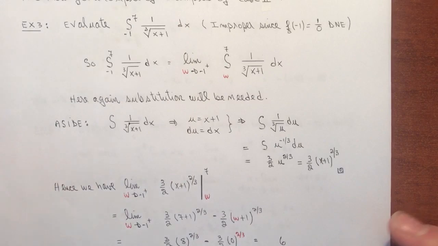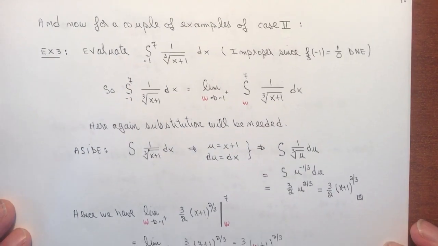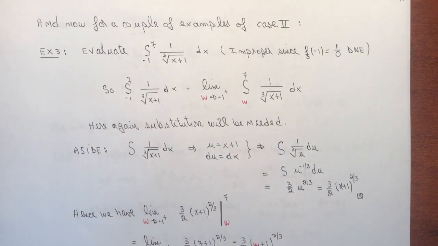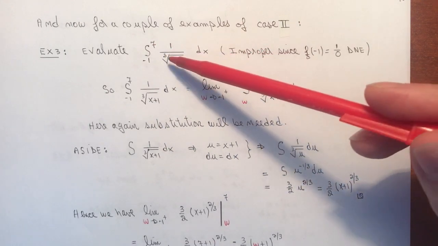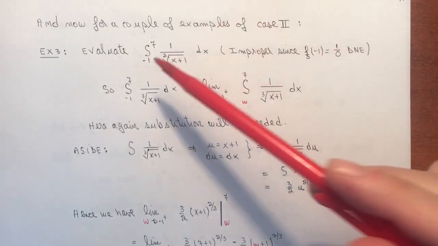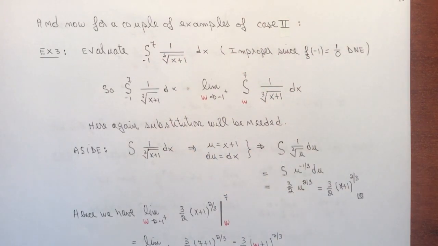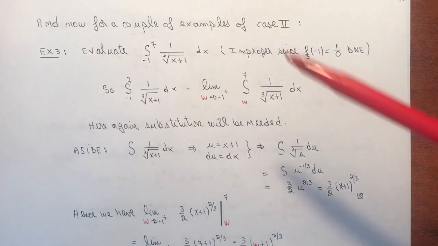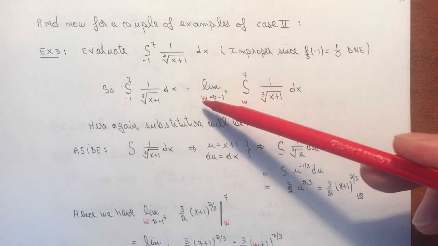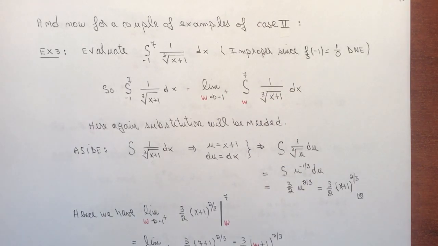Another example, this time of case 2. Integral from minus 1 to 7 of 1 over the cube root of x plus 1. Clearly, minus 1 is the bad bound because it makes the denominator 0. So we'll replace it once again with w. Let w approach minus 1 from the right side, of course. And here again, substitution is needed.